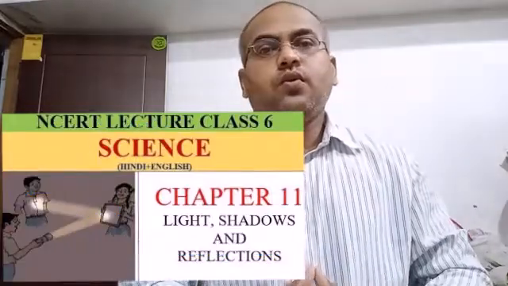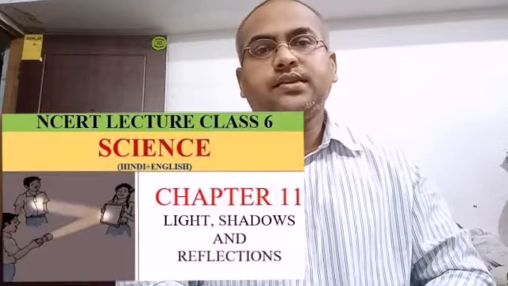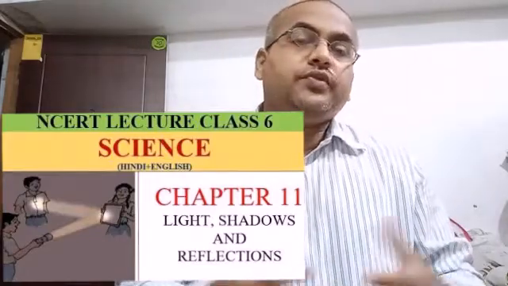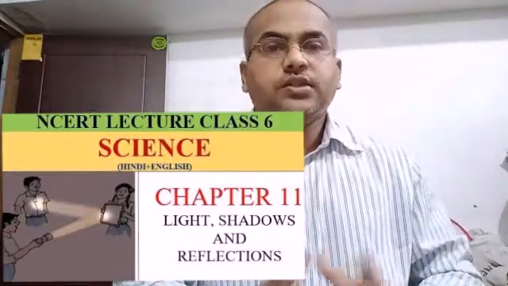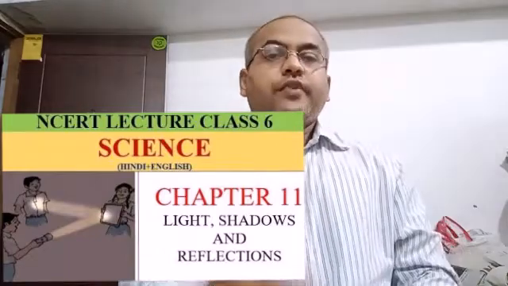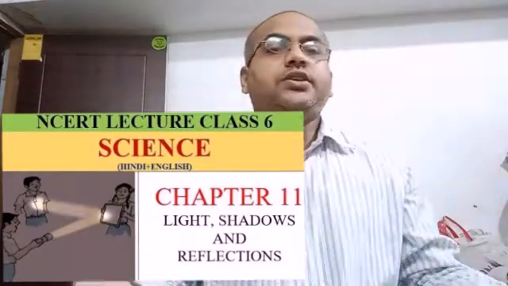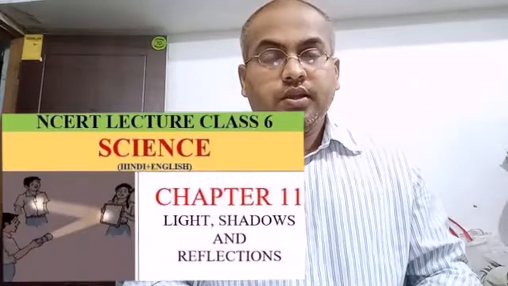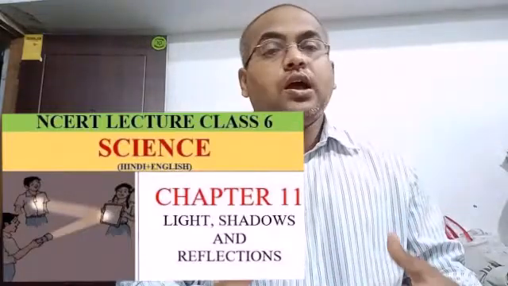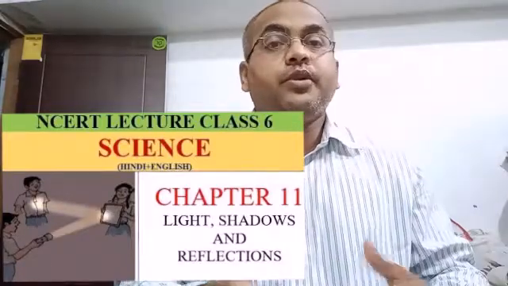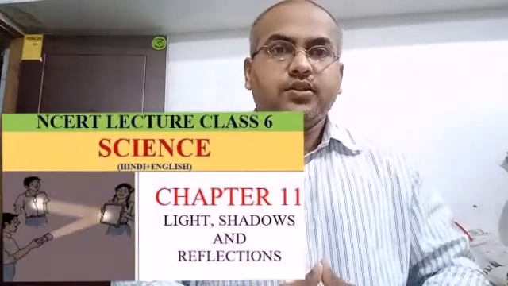So first of all, what is light? We discussed that light is a form of energy which gives us sensation of sight. If you stand in a dark room and try to see things, we are not able to see. But if we allow light to enter the room, we are able to see different types of things.